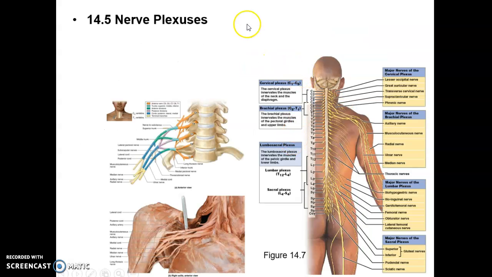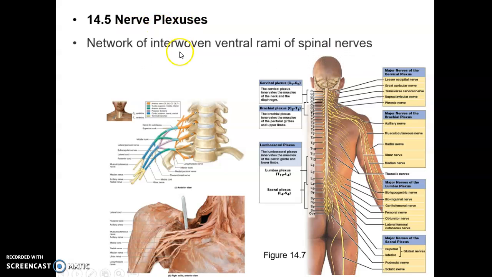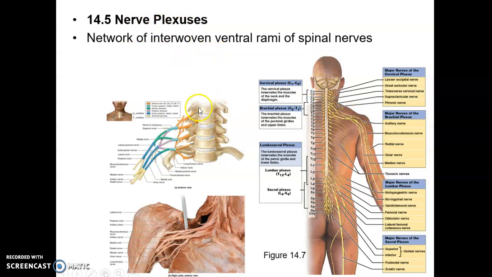Okay, nerve plexuses. So what's a plexus? A network of interwoven ventral rami. Remember, there's dorsal rami that go to the back, the ventral rami, ventrolateral, and into the limbs. So these are the interwoven ventral rami of the spinal nerves.